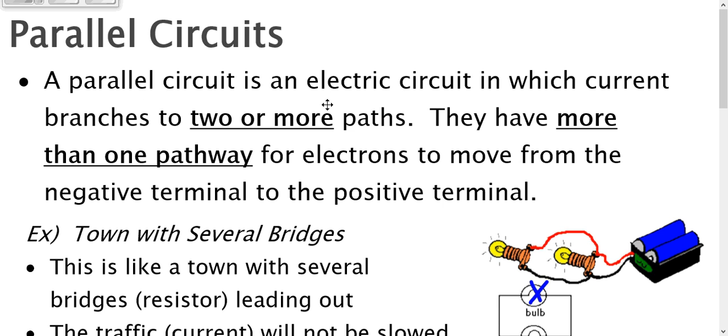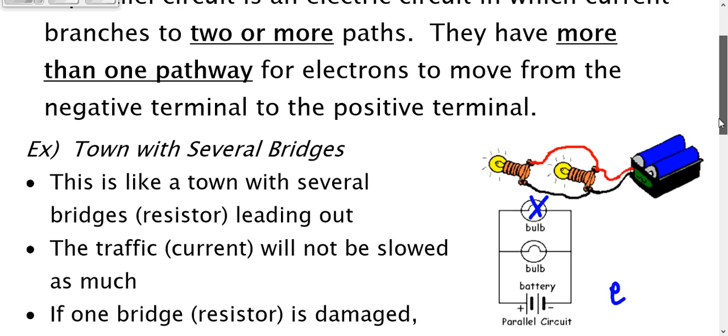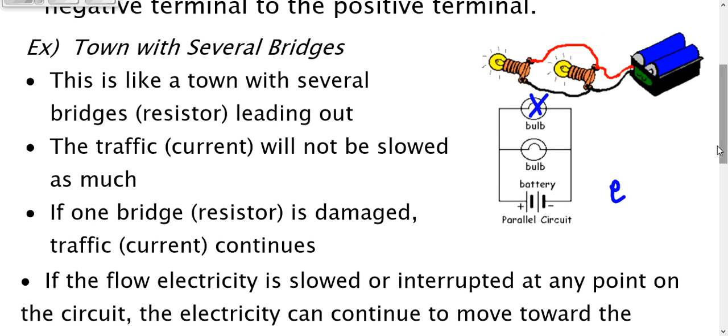So there's more than one path for the electricity to flow. So there's more than one pathway for the electrons to move from the negative to the positive end of the terminal. And I'm just going to move this aside here. So this is like a town with several bridges. Again, the traffic is not going to be slowed as much as the cars or the current leaves town during that disaster by various routes.